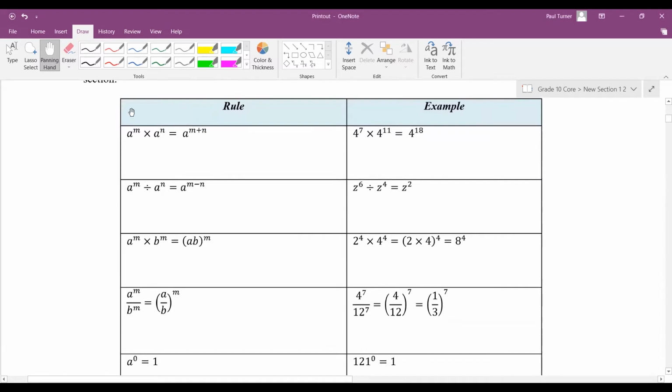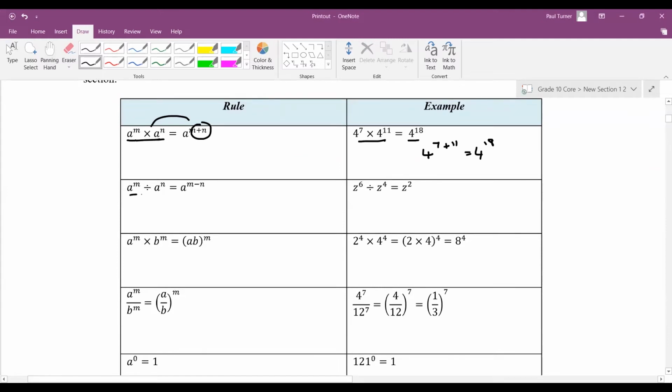So index laws. Now, when you're multiplying numbers that are written as powers, we add the power. So for example, if you've got 4^7 times 4^11, you would get 4^18. So that would be 4^(7 plus 11). Okay, you get 4^18. So this is your addition rule here, and we do that when we multiply the two numbers.